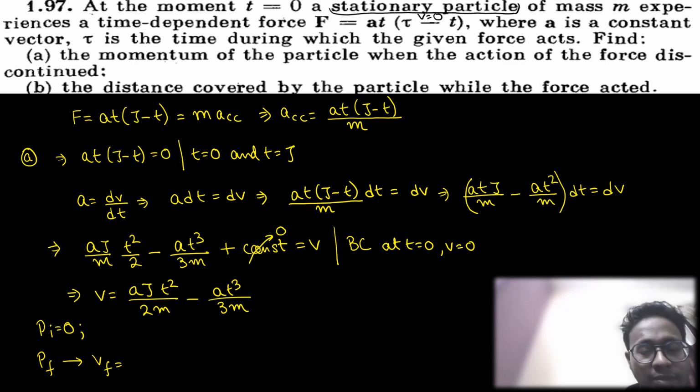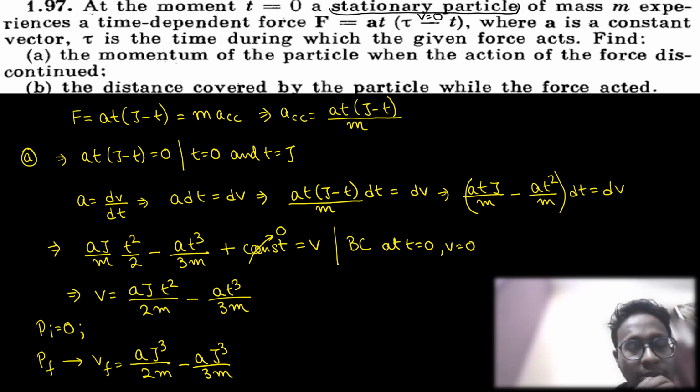So v final is equal to a tau cube by 2m minus a tau cube by 3m. So it's basically 1 by 2 minus 1 by 3, which is nothing but 1 by 6, or a tau cube by 6m, that is v final.